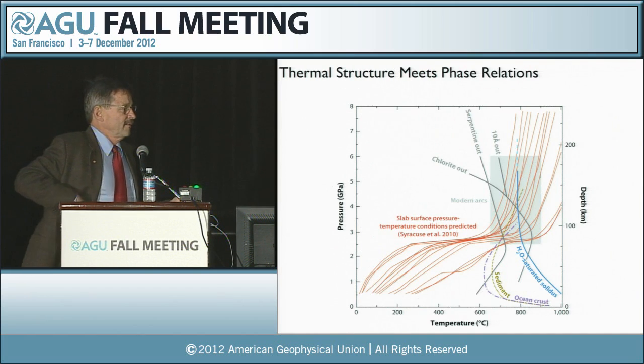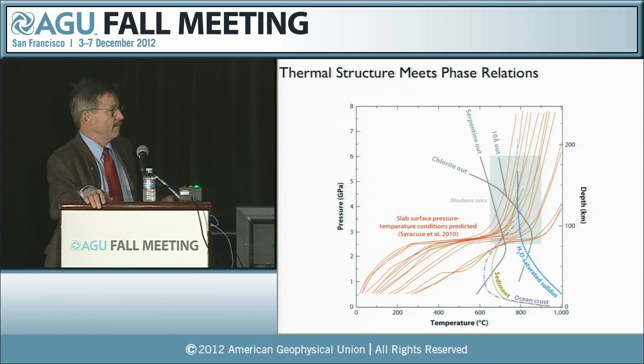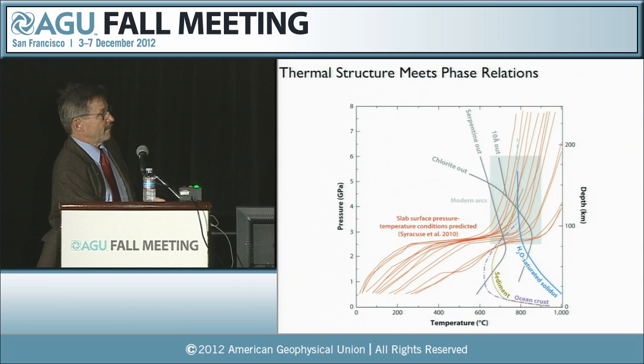Here it is, taken out and basically superimposed with our phase relations and the phase relations of others. These are the temperature depth traces of the slab wedge interface from Syracuse et al. There's the vapor-saturated peridotite solidus. Here's chlorite stability, and here's serpentine.